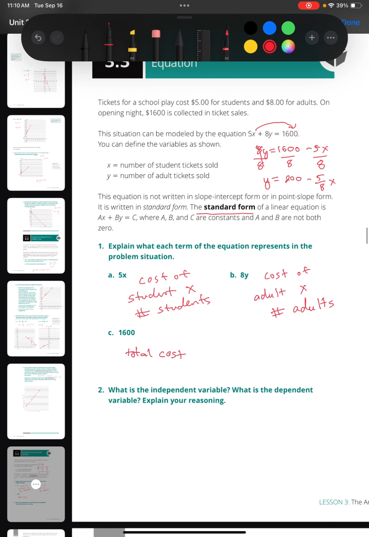Okay, our independent variable. Remember, that's your input. That's your x here. So if we want to know what our independent variable is in this context, it's the number of student tickets, our x value. Now, could this equation be written differently and still solve for y if we had assigned y the student tickets and x the adult tickets? Yes. It would just be a function written in a different form, taking the adult ticket as the input value.